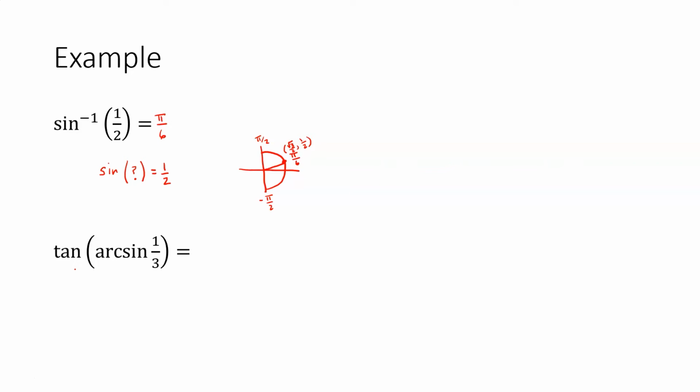Okay, how about a composition of the form tangent of arc sine of 1/3? Well, here I'm going to do a little bit of triangle geometry, because that'll actually help me think about how the arc sine relates to an angle in a right triangle. So let's call this angle theta. Let theta equal arc sine of 1/3.